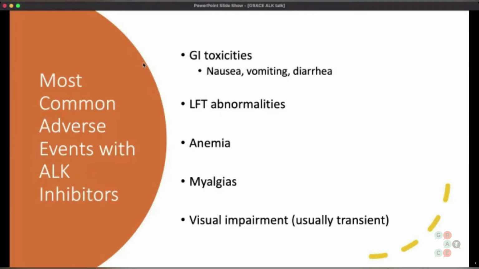Anemia and myalgias are also seen in patients treated with ALK inhibitors, more common with alectinib compared to some of the other ALK inhibitors. And then, of course, visual impairment is also an adverse event that we think about with these ALK inhibitors. This was more commonly seen with crizotinib. Thankfully, this was usually transient, and it's less common with the later generation ALK inhibitors, but just to be aware of these more common adverse events with the ALK inhibitors.